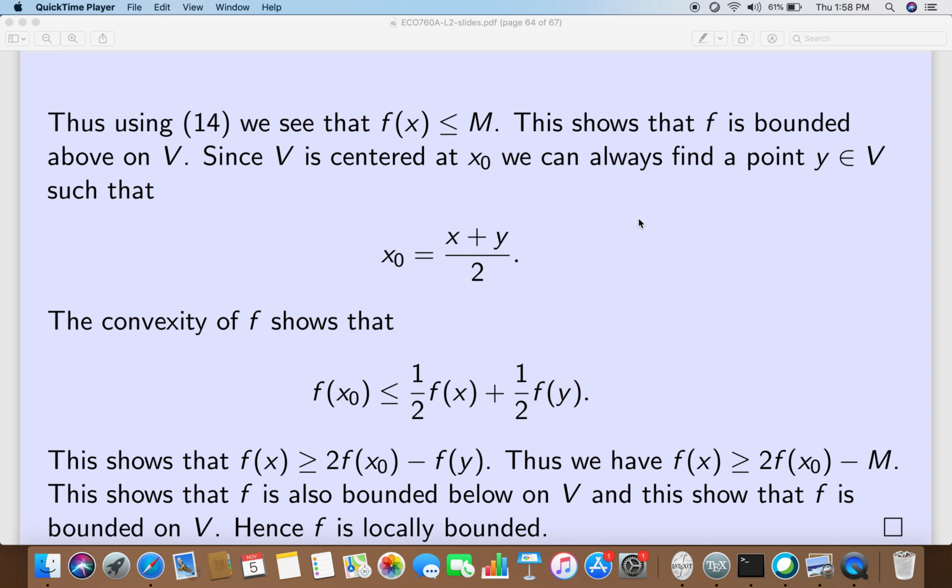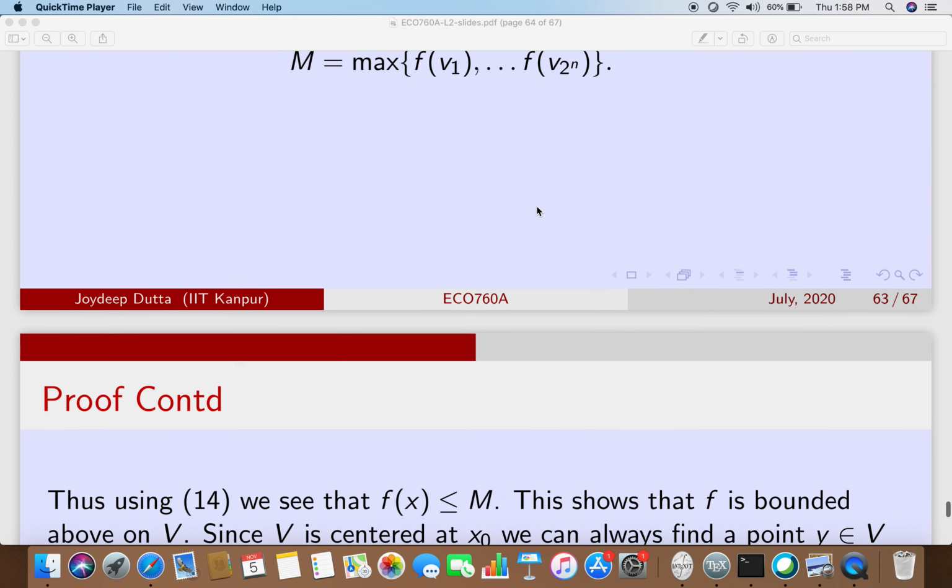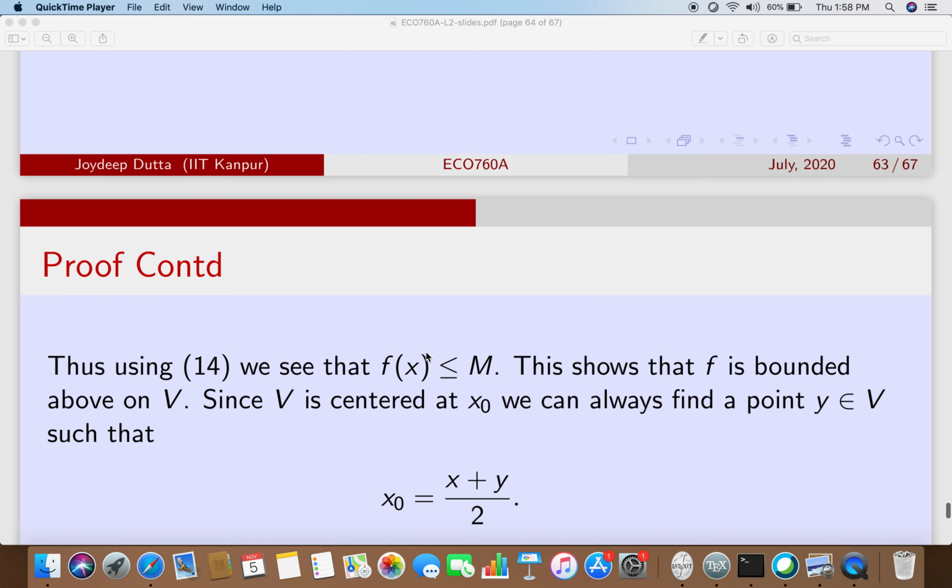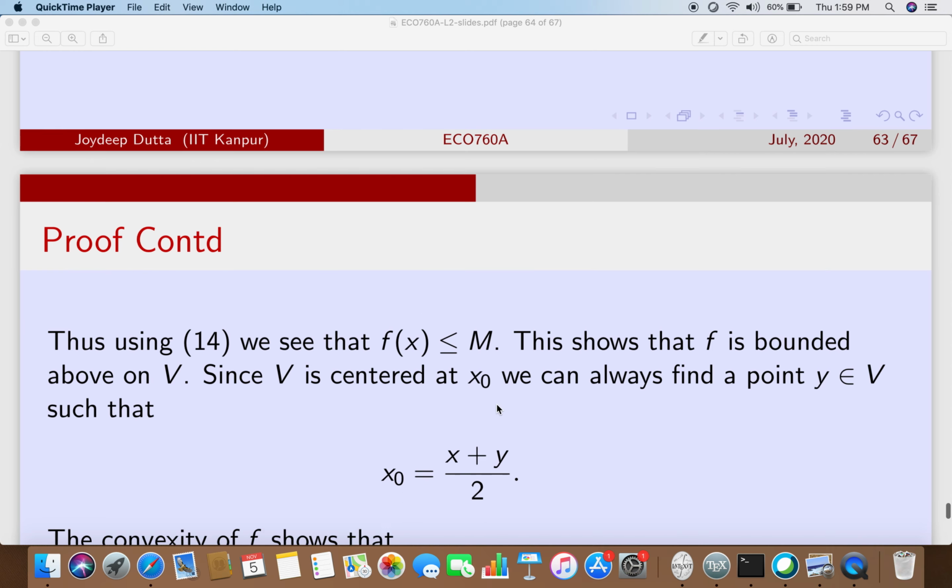Now V being a cube is symmetric. So if I know there is a point x, I can always find a y, because of the symmetry of the cube, such that x naught equals x plus y by 2. Of course, you can ask me to prove this, but it comes from symmetry. Certain things are very clear from symmetry, in which you don't need to additionally prove. So there would be a point y in V for which x naught can be written like this. So what did I prove here by proving f of x is less than or equal to m? I have proved that, given any x, f of x is bounded above on V.